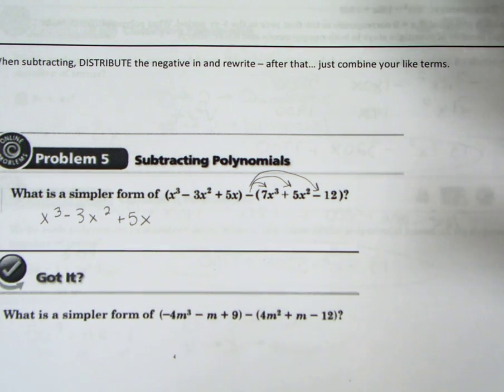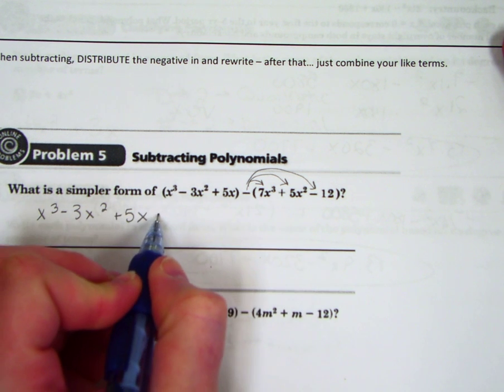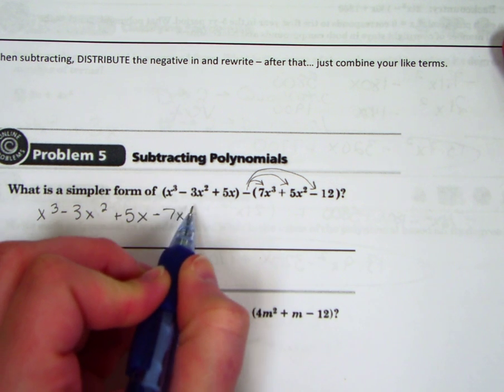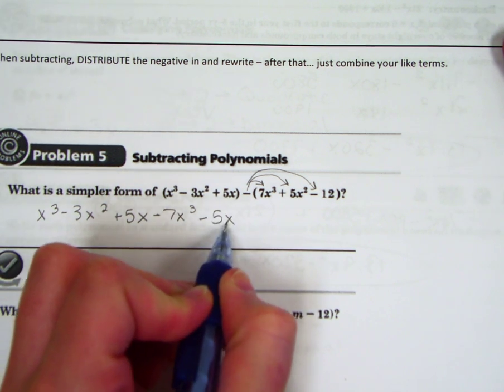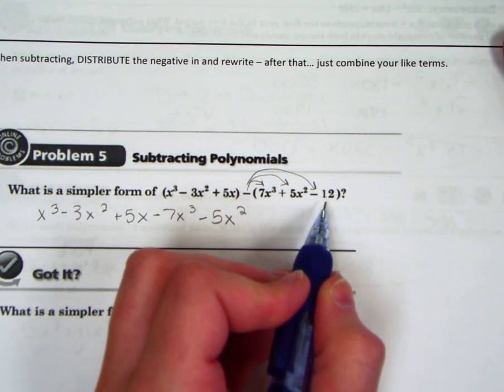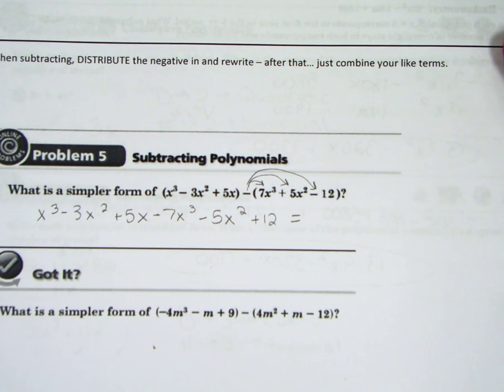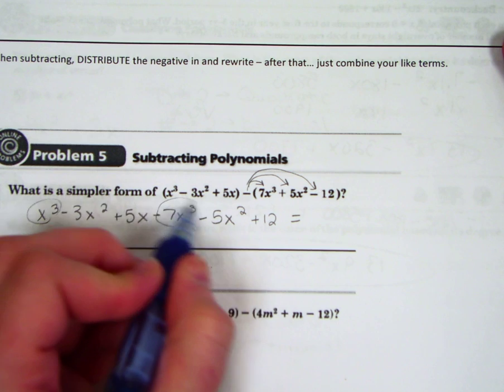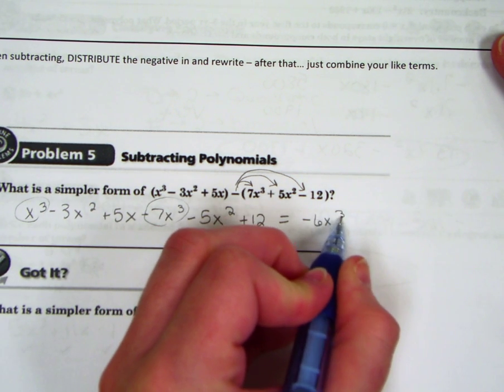The second polynomial is what's changing. Instead of having a positive 7 inside, you have a minus 7x cubed. Instead of having a positive 5 inside, you have a minus 5x squared. Instead of having a minus 12 inside, you have a plus 12 on the outside. Combine your like terms. I have an x cubed and a negative 7x cubed. That makes a negative 6x cubed.